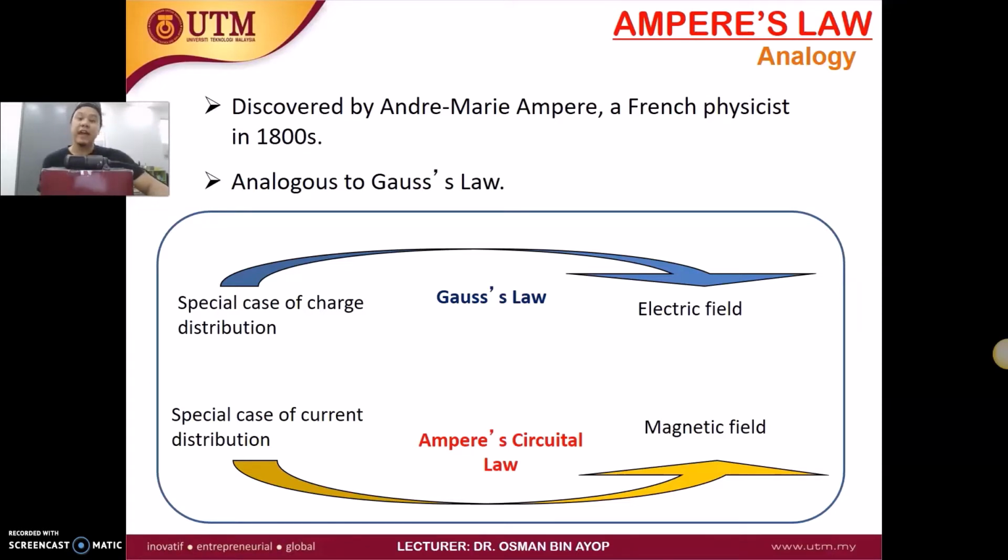Right. So for Ampere's law, basically this is a special case of current distribution. It's quite similar. For a special current distribution, we can find the magnetic field by using Ampere's circuit law, right? So what is the special case of current? It's almost similar. The current should be symmetrical and it should be infinite, right? We will see later what that means.